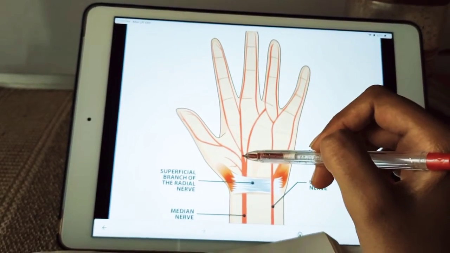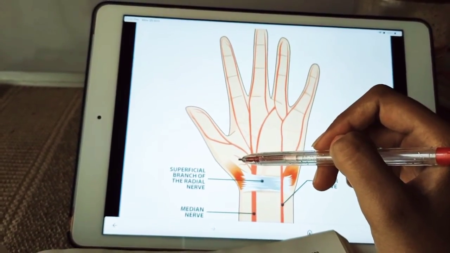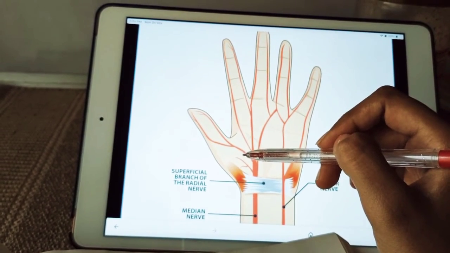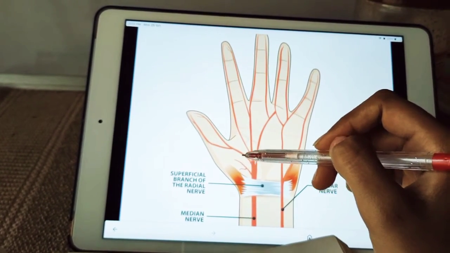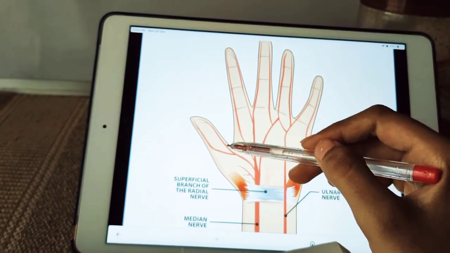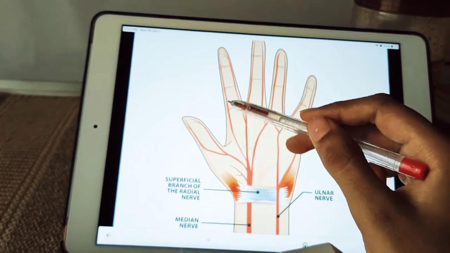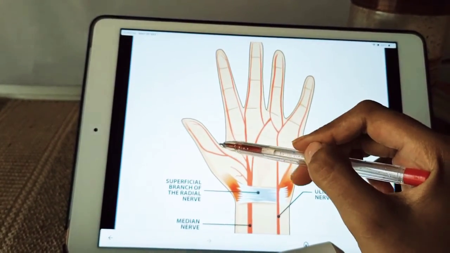So the muscular branches of the median nerve mainly supply the thenar muscles. The muscular branch curls upwards round the distal border of the retinaculum and supplies the thenar muscles. Out of 3 digital branches, 2 supply the thumb and one the lateral side of the index finger. So 2 branches, you can see 1, 2.